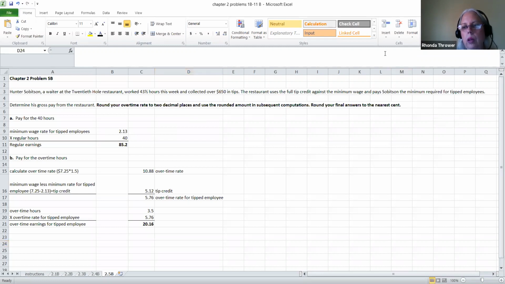Trying to move this out of the way so I can see what I'm reading. Y'all probably can't see that, but I can. So I had to move something out of the way.